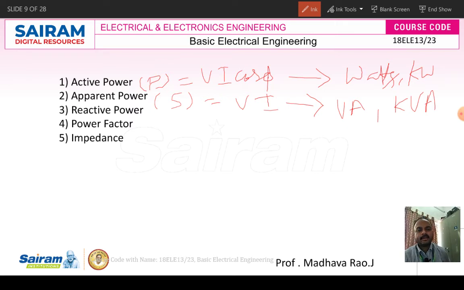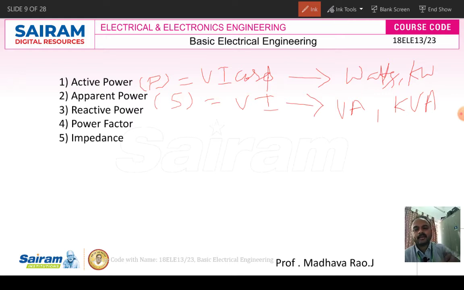Apparent power is denoted with S. It is defined as the product of the RMS value of voltage and the RMS value of current. The unit of apparent power is volt amperes or kilovolt amperes. You can also measure it in megavolt amperes, MVA.